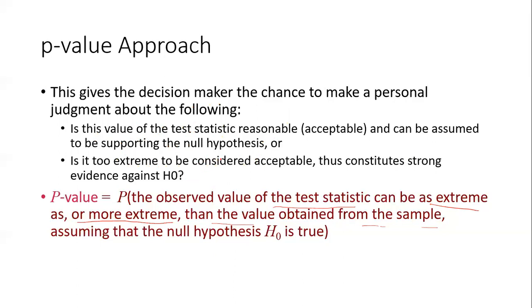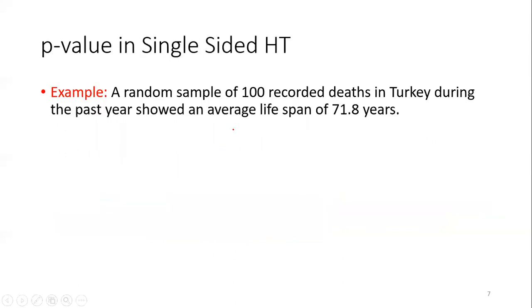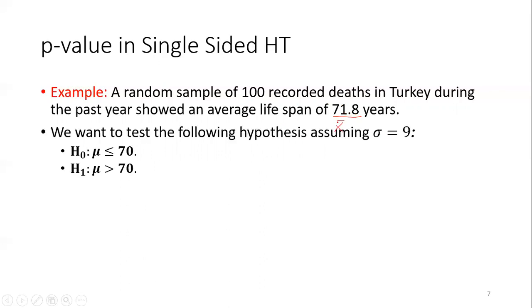So it's not something very new. We will have an example and you will understand what I mean. Just consider the same example that we did so far. A random sample of 100 recorded deaths in Turkey. The average lifetime is 71.8 years, so X bar is 71.8.